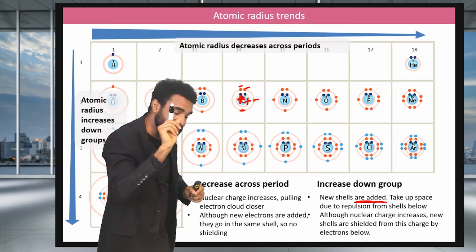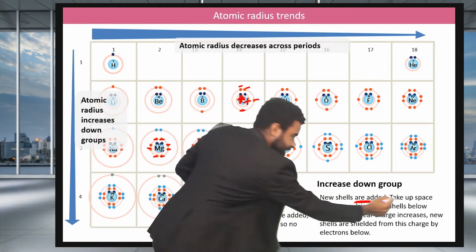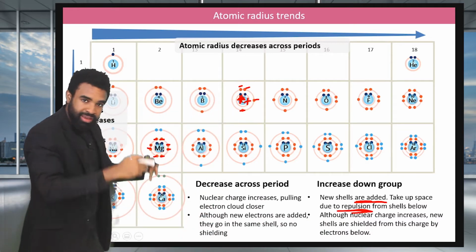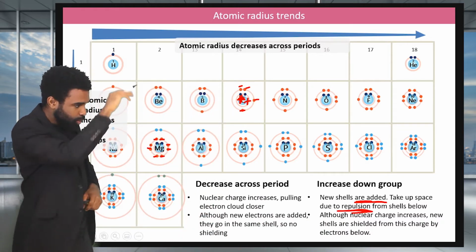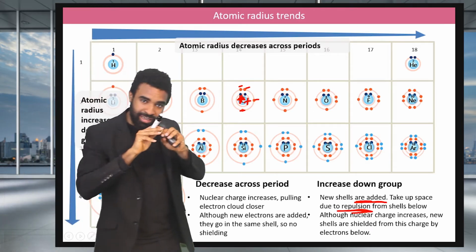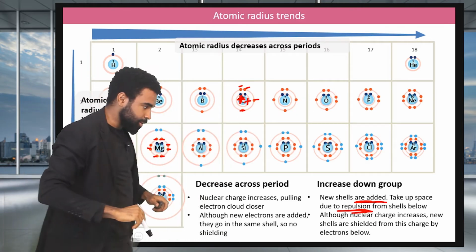Electrons are really tiny. The main thing that's taking up space is this repulsion. So it's due to the repulsion from shells below that we end up taking up space when we add in new shells. Electrons are really tiny. The reason they take up space is because they repel against each other.